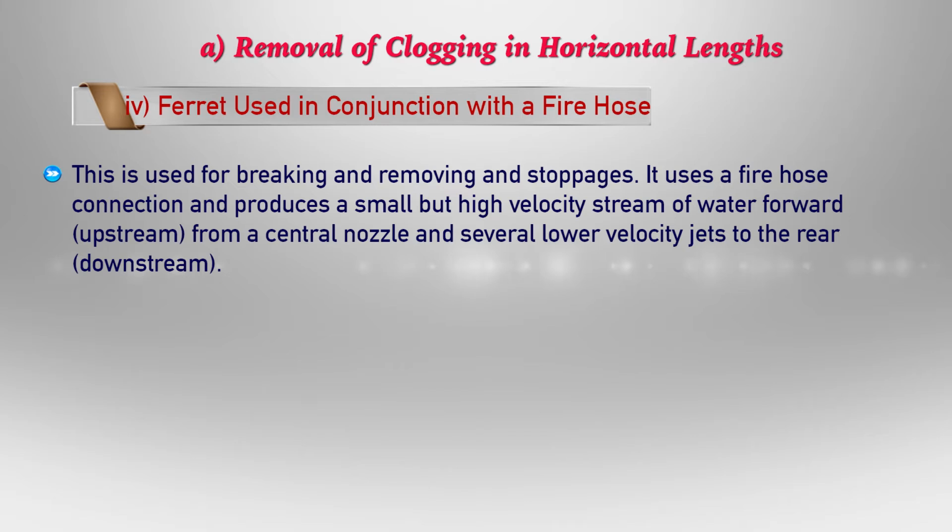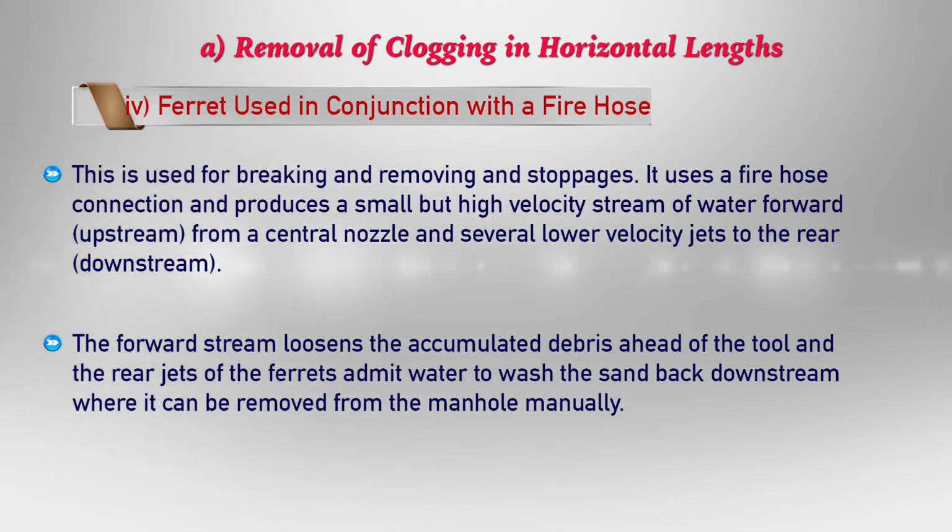This is used for breaking and removing the stoppages. It uses a fire hose connection and produces a small but high velocity stream of water forward, means upstream, from a central nozzle and several lower velocity jets to the rear, means on the downstream side. The forward stream loosens the accumulated debris ahead of the tool, and the rear jets of the ferret admit water to wash the sand back downstream, where it can be removed from the manhole manually.